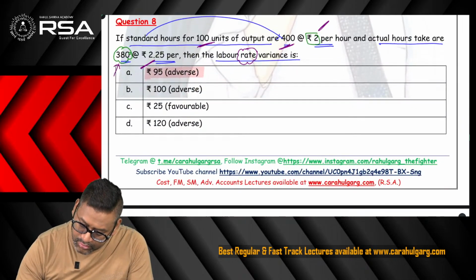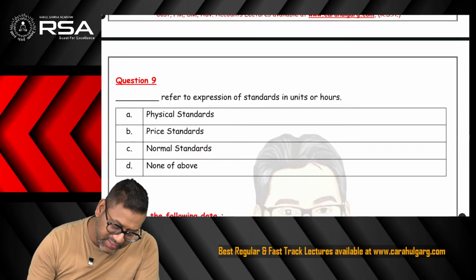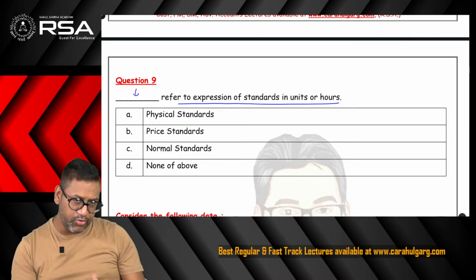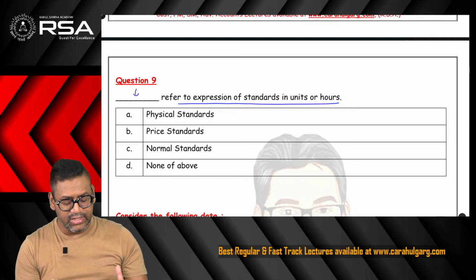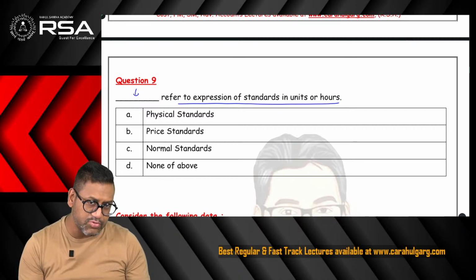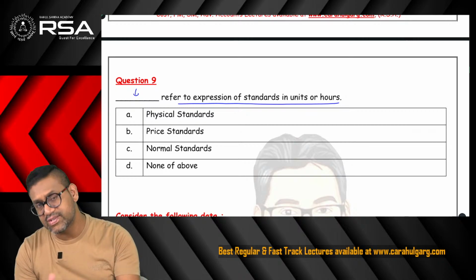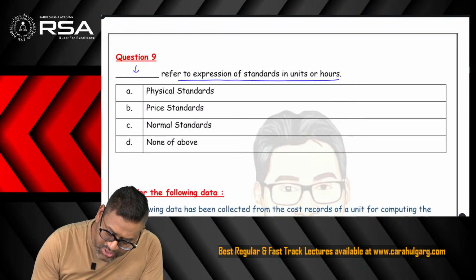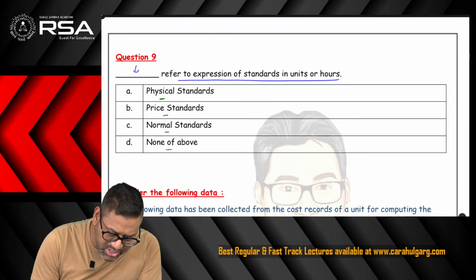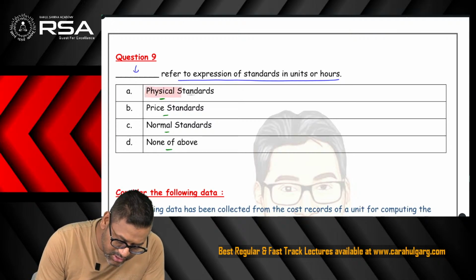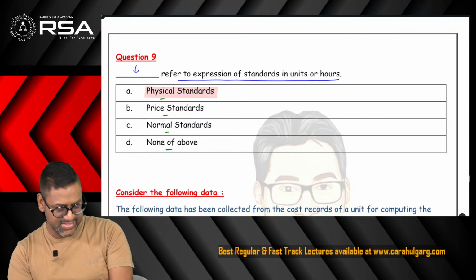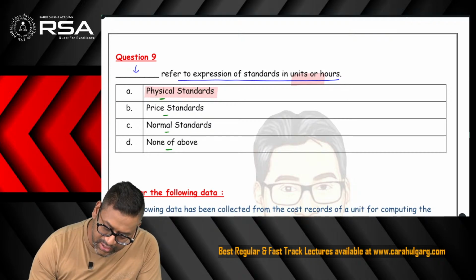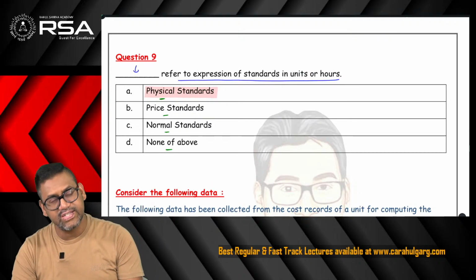Okay. Moving further, it says dash refer to the expression of standard in units or hours. When we do the theory of the standard costing chapter, we see the standards can be expressed either in price terms, rupee terms, or in physical terms, that is units, hours, etc. So what is the technical name for expression of standards in units or hours? The various options being given: physical standard, price standard, normal standard, none of the above. The correct answer is physical standards. If it is said that the standards are being expressed in rupee terms, in that case the answer could have been price standard, which is written in option number B.